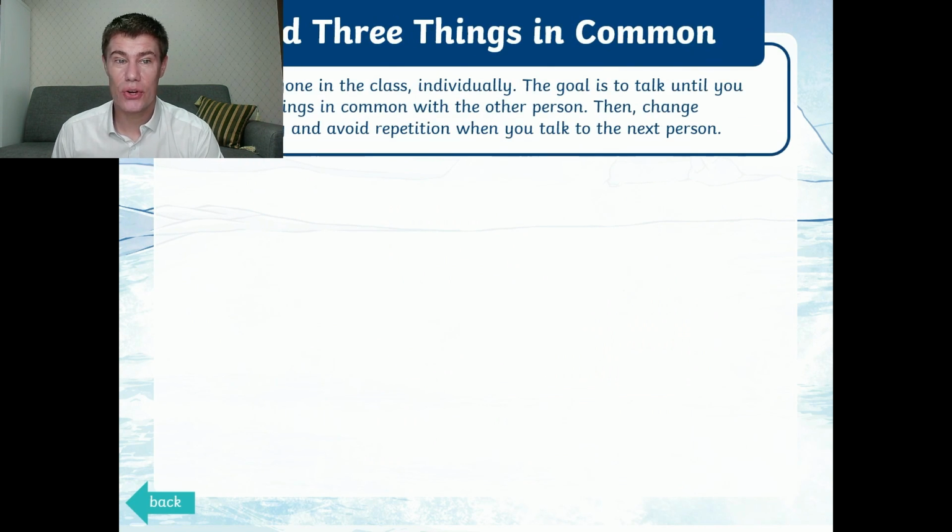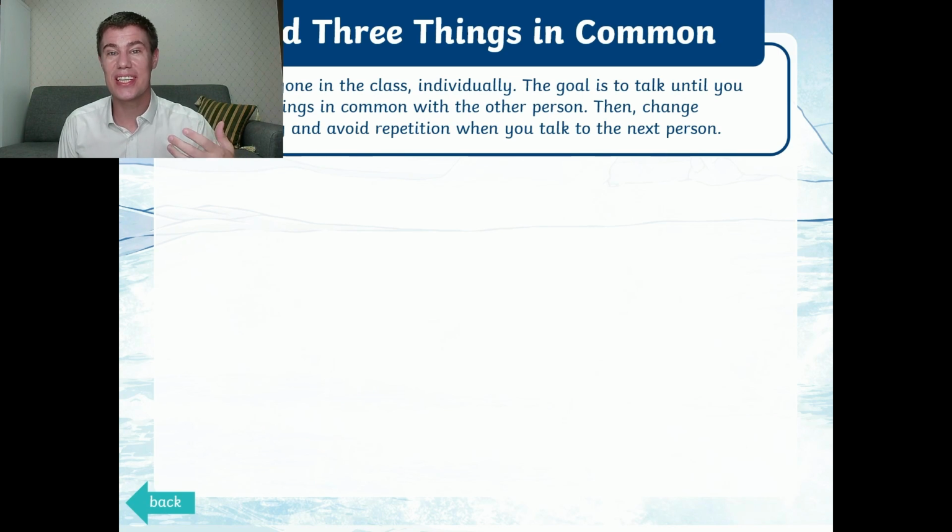Find 3 things in common. Talk to everyone in class individually. The goal is to talk until you find 3 things in common with the other person. Then change partners. Try and avoid repetition when you talk to the next person. So you can't ask the same questions. Do you have a brother or sister? Do you have a pet?